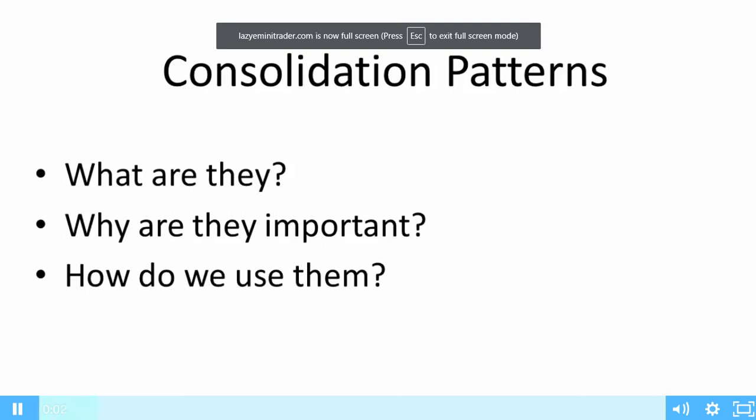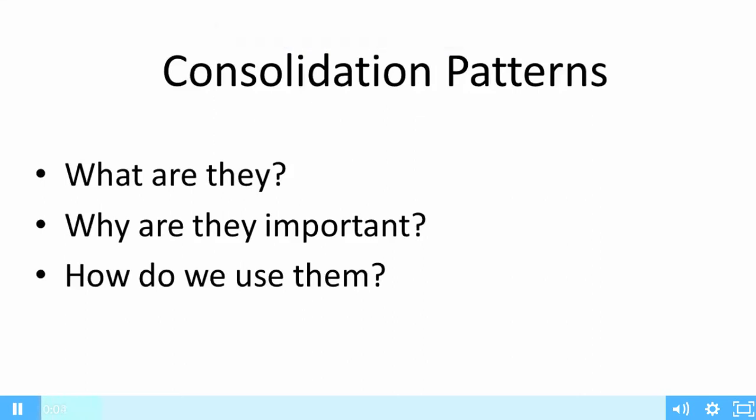In this lesson, we're going to discuss consolidation patterns. What are they? Why are they important? And how do we use them? Quite simply, a consolidation pattern is the market's way of indicating to us that it's building up some energy to make a move. Sometimes the market will just make a move that we can't see coming. However, there are other times where the market is telling us what the next likely move is going to be.